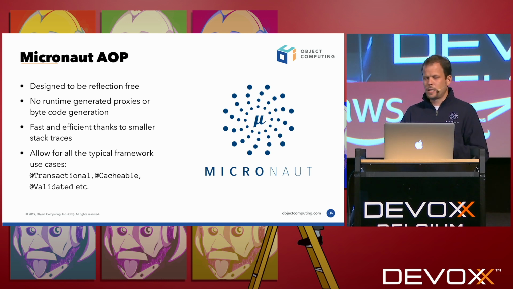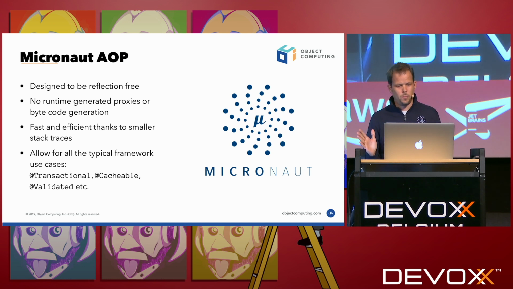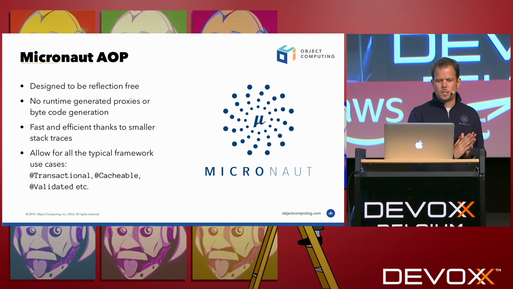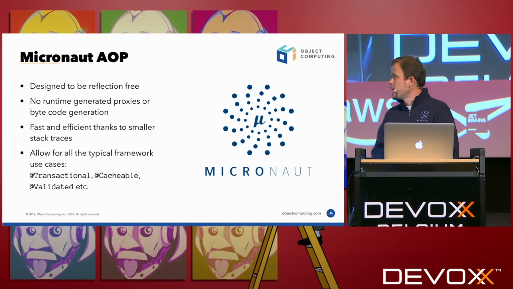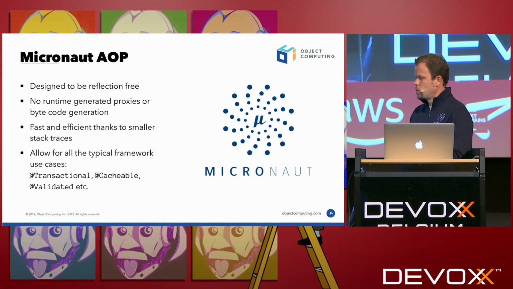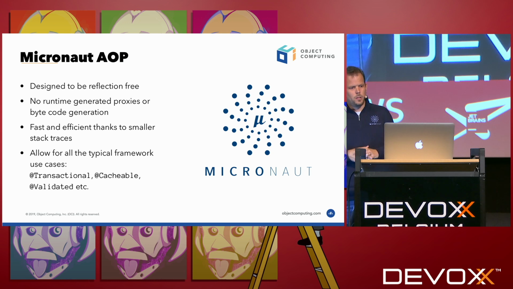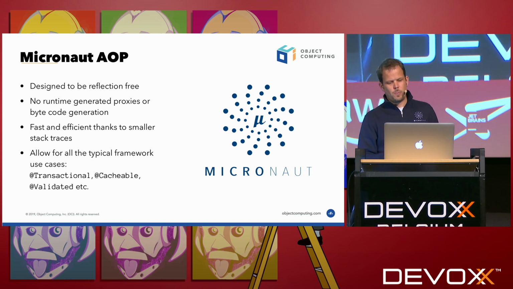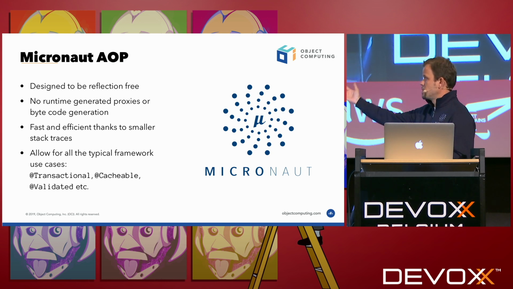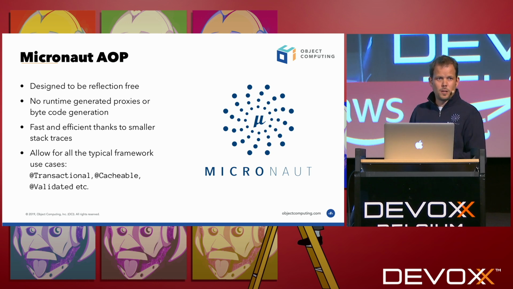So Micronaut AOP is designed from the ground up to be runtime and reflection-free, without the use of runtime bytecode generation, without the use of proxies, and fast and efficient thanks to smaller stack traces. So pretty much all frameworks out there are built on some notion of AOP. The most famous AOP example out there, I imagine, is Spring @Transactional, which is probably used the most out of anyone. And then you've got things like @Cacheable and so forth.